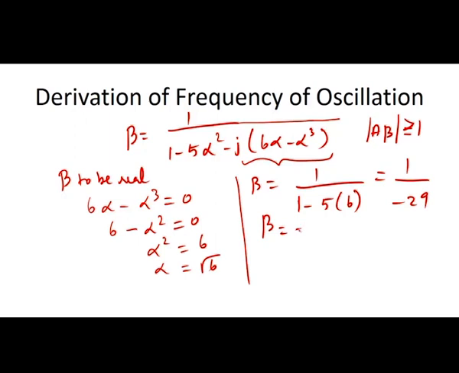This is where 1 by 29 is your beta value. So, what is the value of A in order to satisfy this condition? A must be greater than or equal to 29.